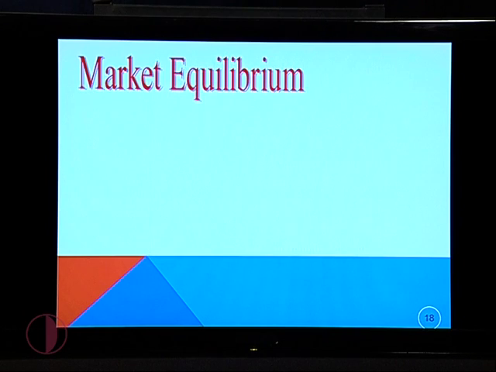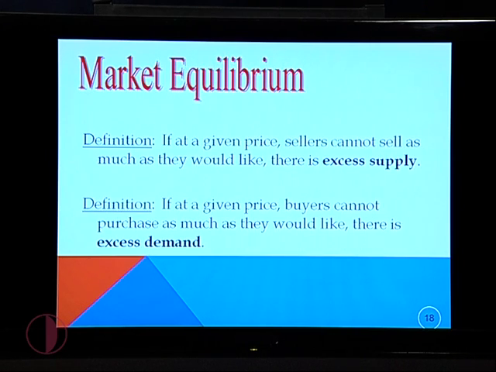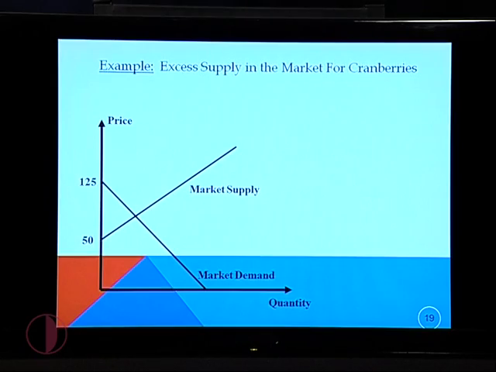Okay. On market equilibrium, if at a given price sellers cannot sell as much as they would like, there is excess supply, which is overproduction. This is then, of course, a surplus. If at a given price buyers cannot purchase as much as they would like, then there is excess demand. When we are away from the equilibrium, we always have a problem in the economy.